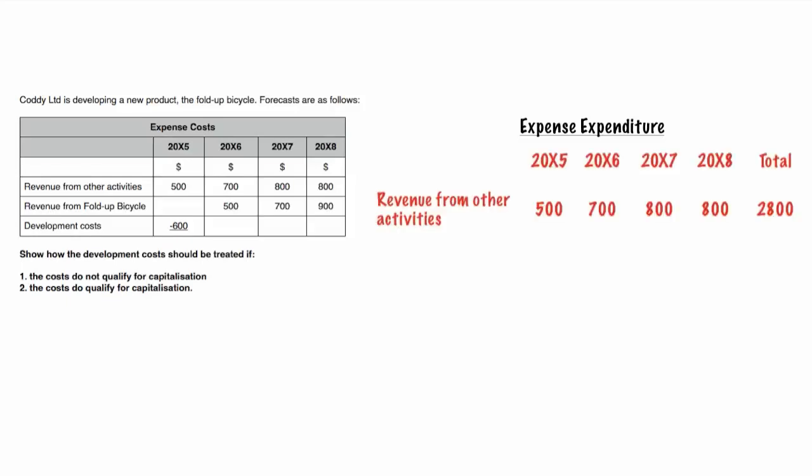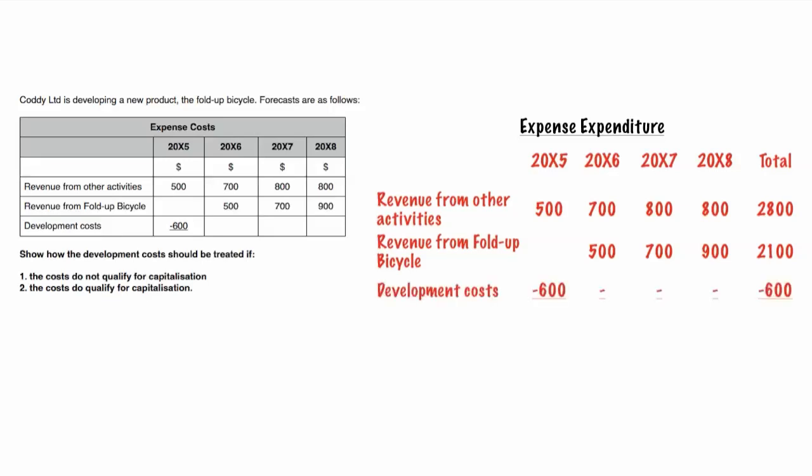So if we're going to expense it, we'll have the revenue from other activities, we'll have the revenue from the fold-up bicycle, the new product, and we'll simply write off the development costs in 2005. So that will give us a net profit or loss of 100 of a loss in 05, then 1,200, 1,500 and 1,700. The key figure here being the total profit or loss over the term, which is 4,300.